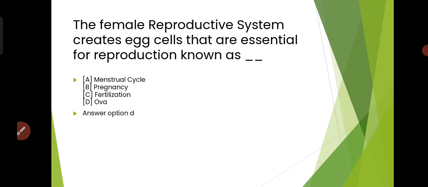The female reproductive system creates egg cells that are essential for reproduction, known as: your options, A, menstrual cycle, B, pregnancy, C, fertilization, or D, ova.